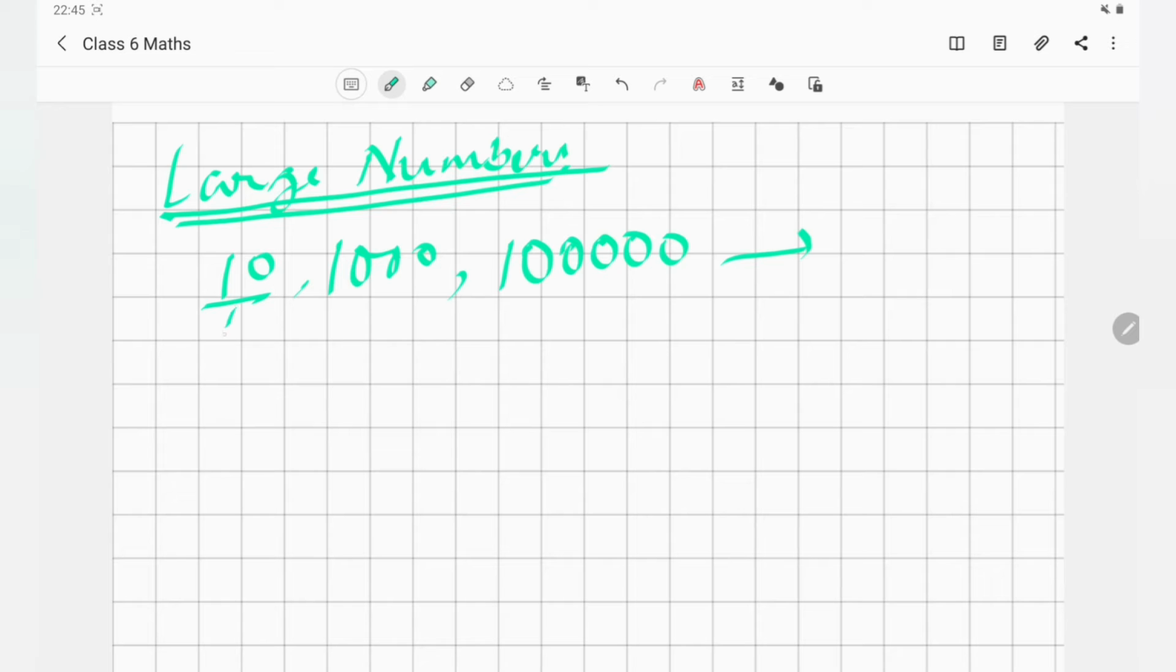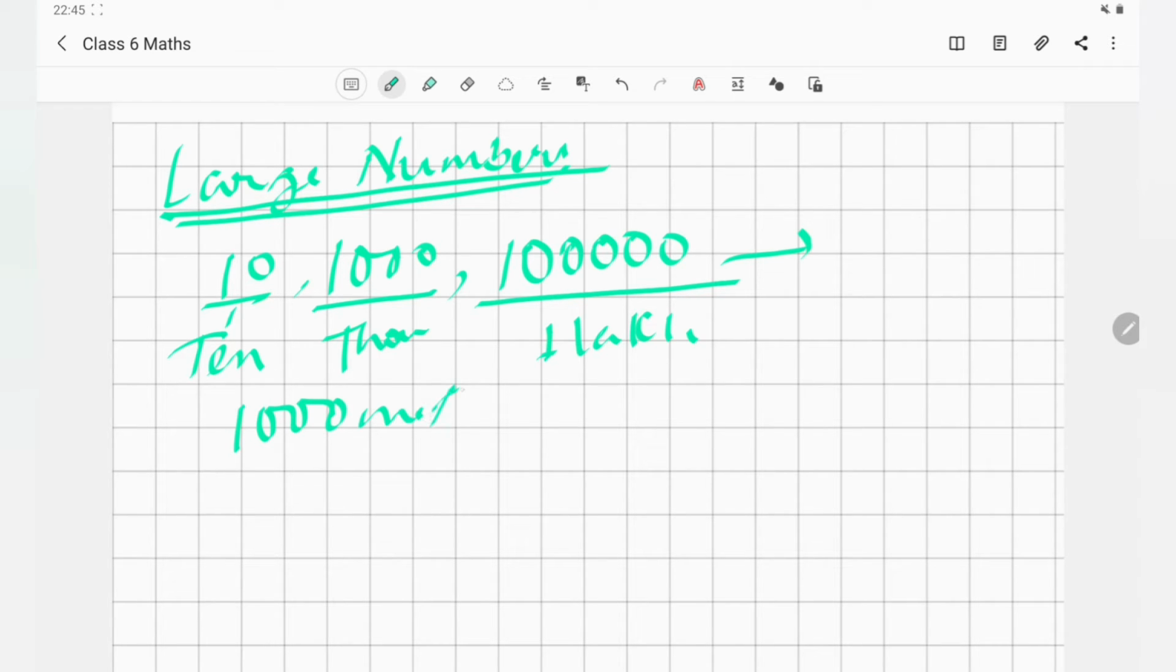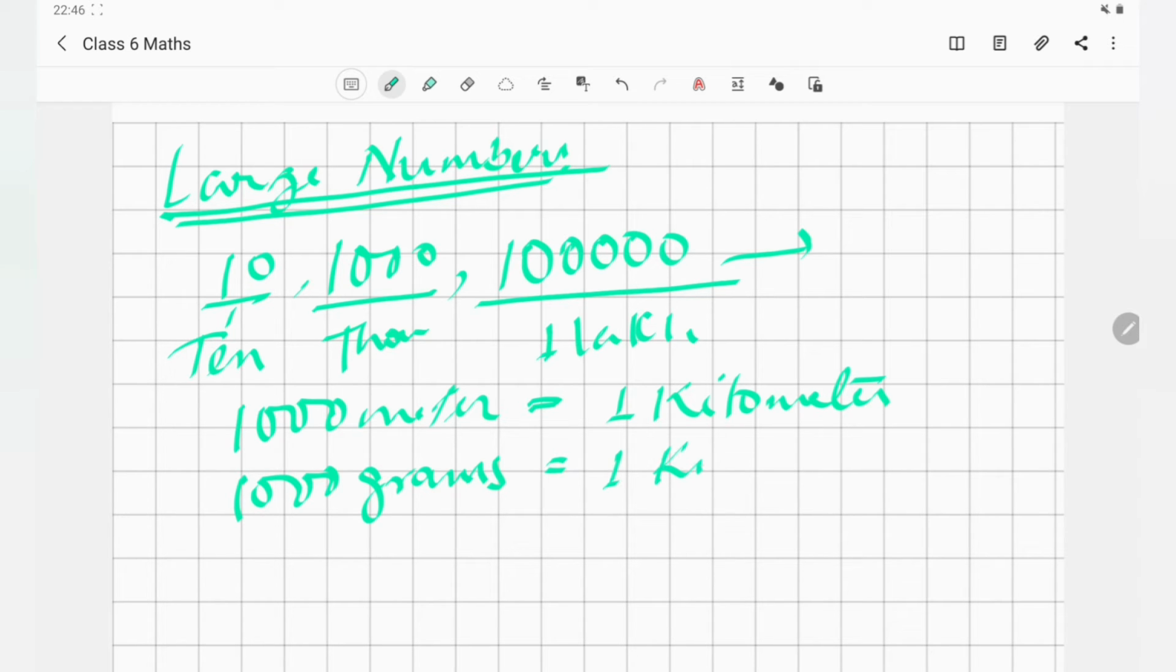How do you simplify this, right? Something like this is called 10. This is writing bigger numbers. Something like this which has 3 zeros after 1 is called 1000. Something which has 5 zeros after 1 is called 1 lakh. Similarly, there are concepts of 1000 meters, we call it 1 kilometer, or 1000 grams, we call it 1 kilogram. So this is how bigger numbers are written.